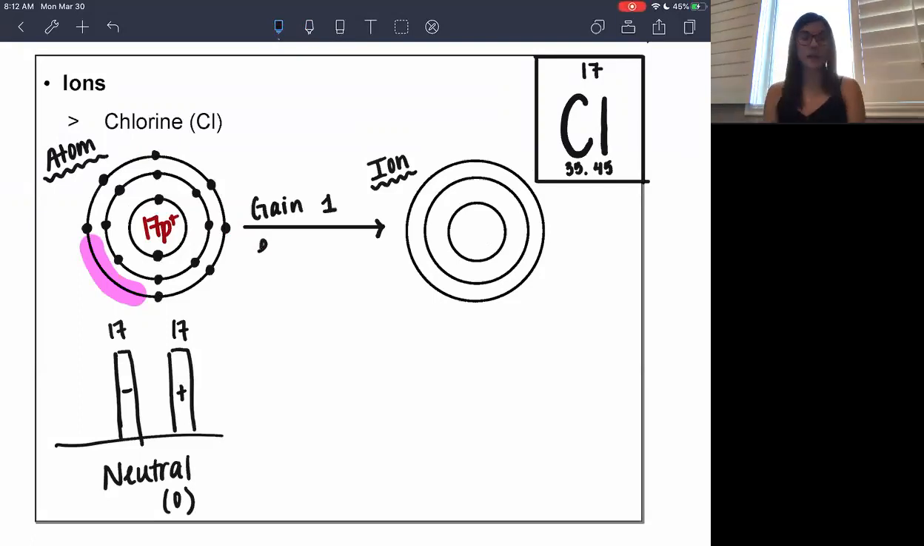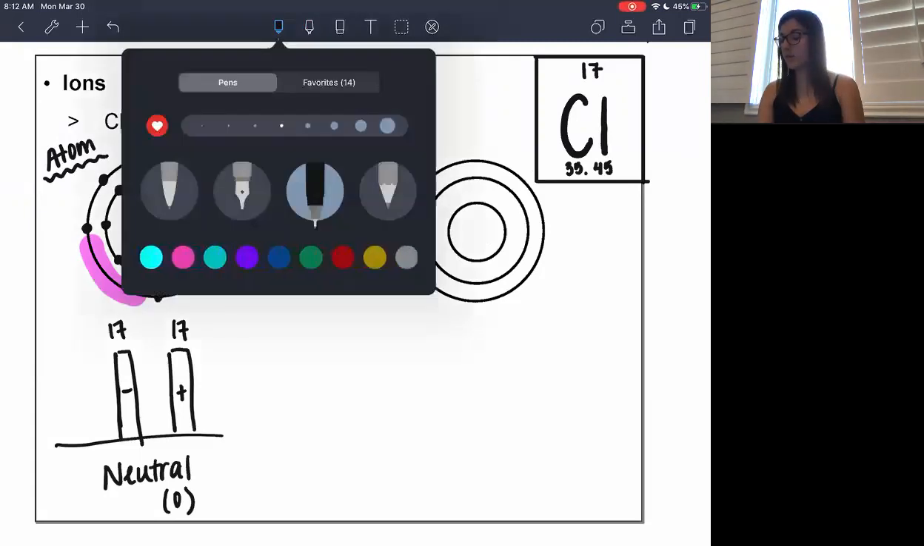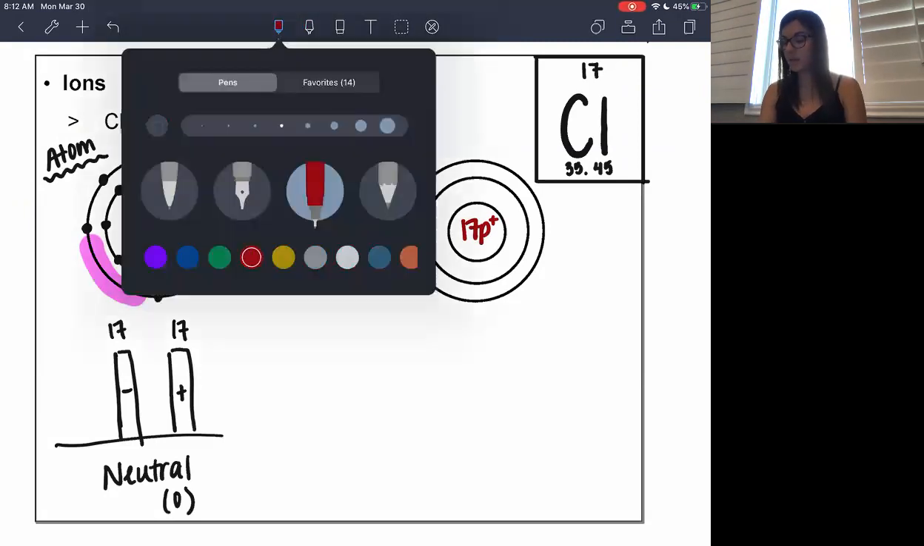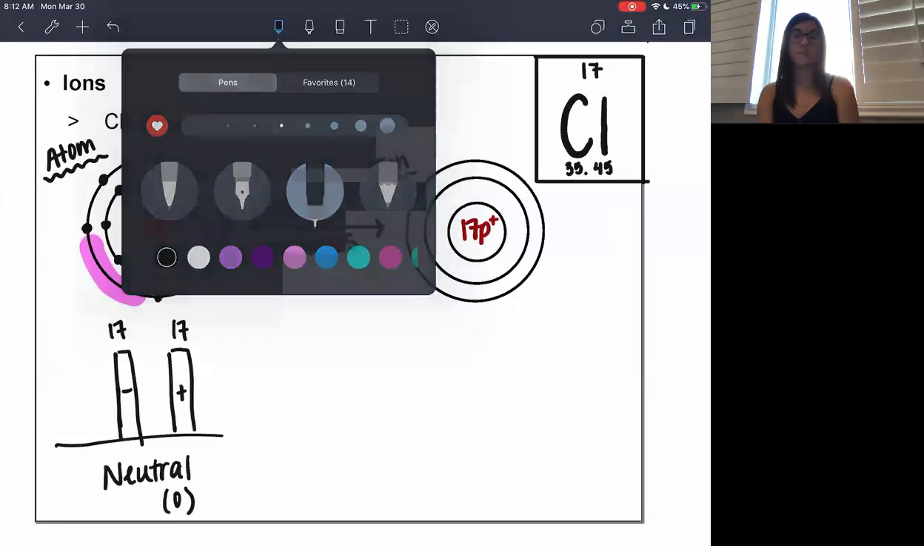Now, this atom in particular only has space for one more electron. So chlorine only gains one more electron. So when I gain one more electron, the identity of my atom is still chlorine. That means it's still element number 17, which means it still has 17 protons. But my number of electrons has changed now.